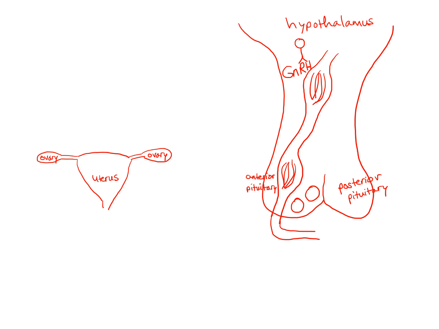We've got different cells in the anterior pituitary. Some will release LH, and some will release FSH. Those will get secreted into the blood. So GnRH will tell the anterior pituitary to release both LH and FSH. And then LH and FSH are going to travel through the blood, and they will go over to the ovary.